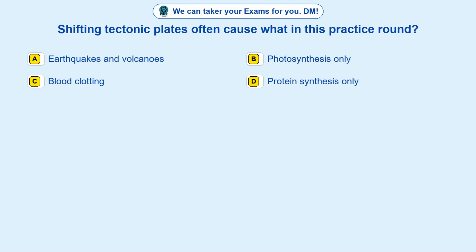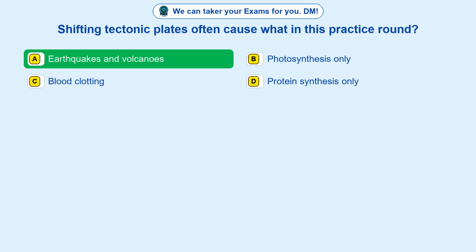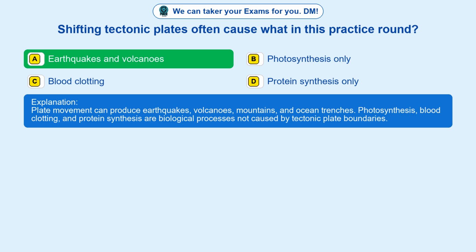Question 83. Shifting tectonic plates often cause what in this practice round? Option A, earthquakes and volcanoes. Option B, photosynthesis only. Option C, blood clotting. Option D, protein synthesis only. The correct answer is option A, earthquakes and volcanoes. Plate movement can produce earthquakes, volcanoes, mountains, and ocean trenches. Photosynthesis, blood clotting, and protein synthesis are biological processes not caused by tectonic plate boundaries.